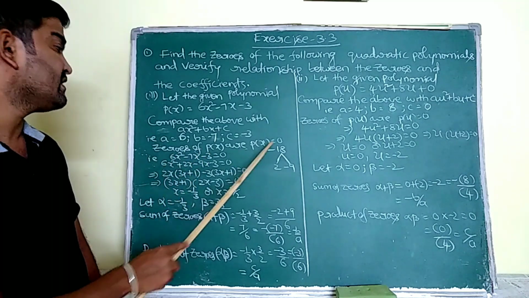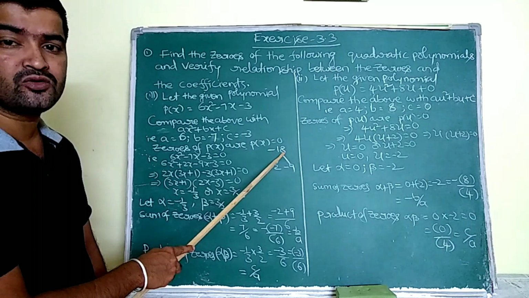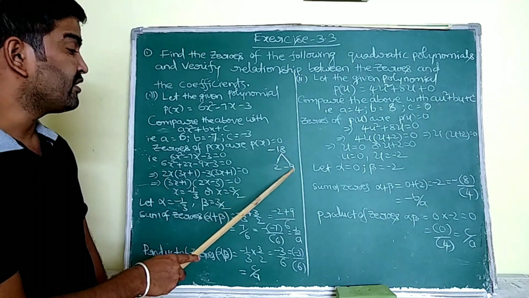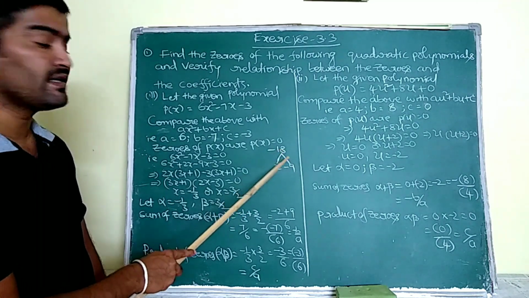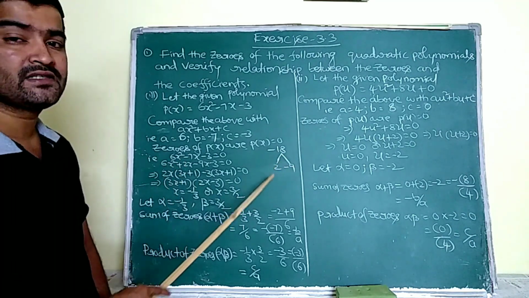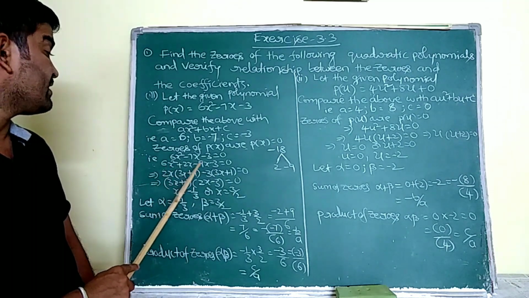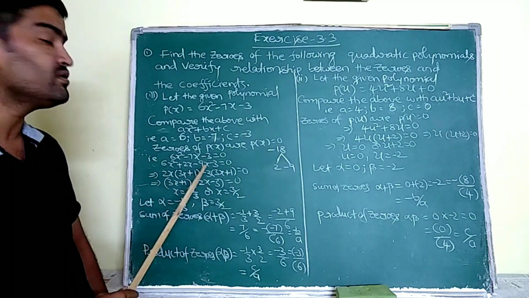So minus 3 into 6 is minus 18. This minus 18 is going to be split into two numbers such that their product is equal to minus 18 and the sum is equal to minus 7. So 2 and minus 9 are the required numbers. So 6x square plus 2x minus 9x minus 3 is equal to 0.